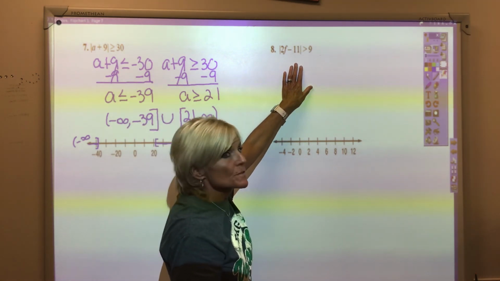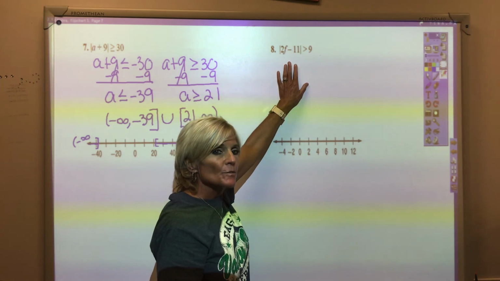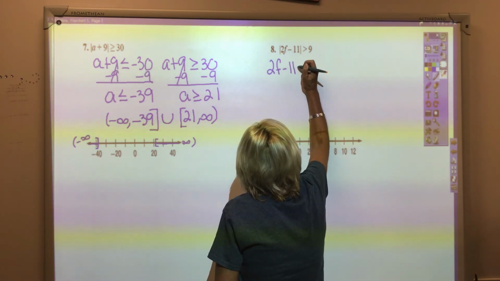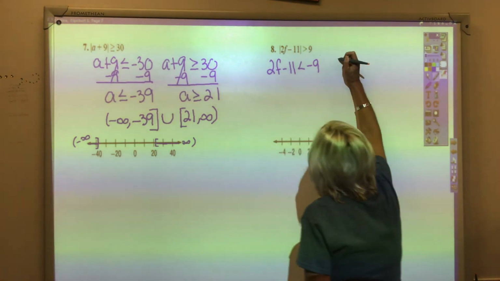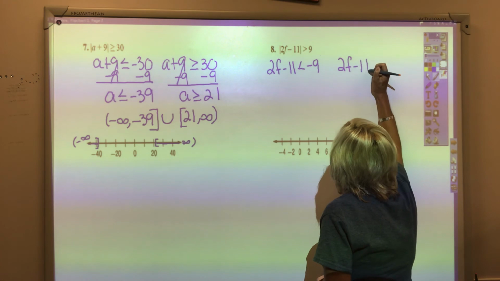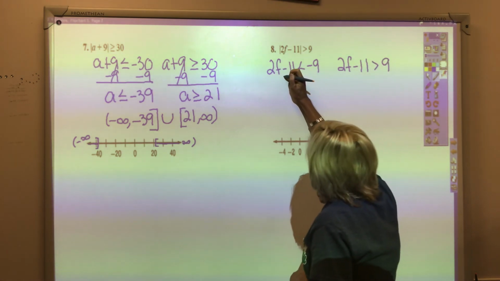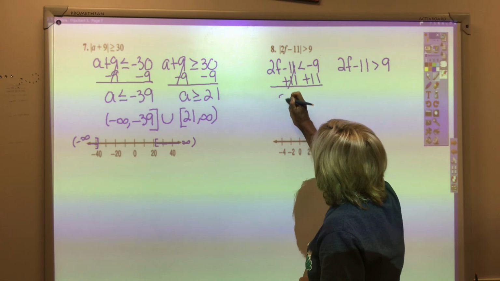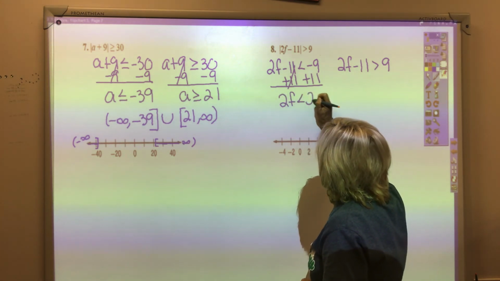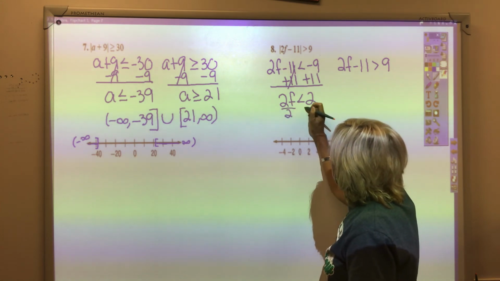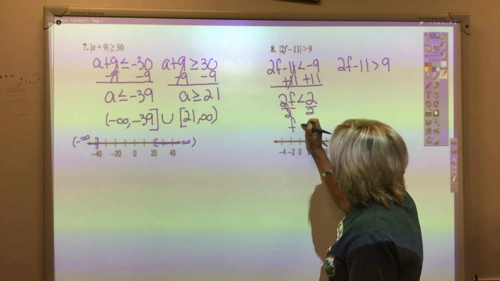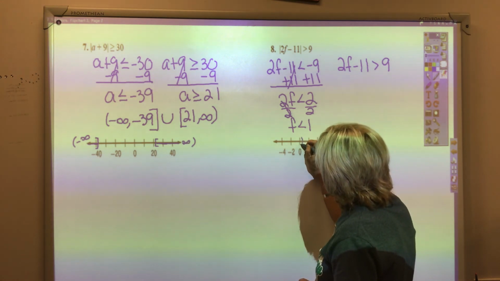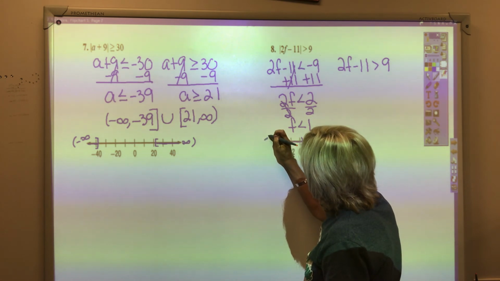This is also a greater than. The absolute value is greater than 9, which means the absolute value would also be less than negative 9. 2f minus 11 is less than negative 9. 2f minus 11 is greater than 9. Add 11. 2f is less than 2. Divide by 2. F is less than 1. Less than 1 would be a parenthesis at the 1 going to the left towards negative infinity, parenthesis.